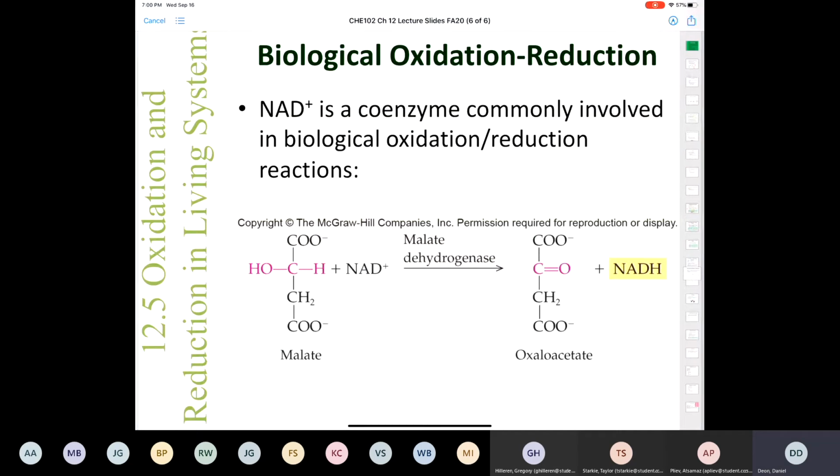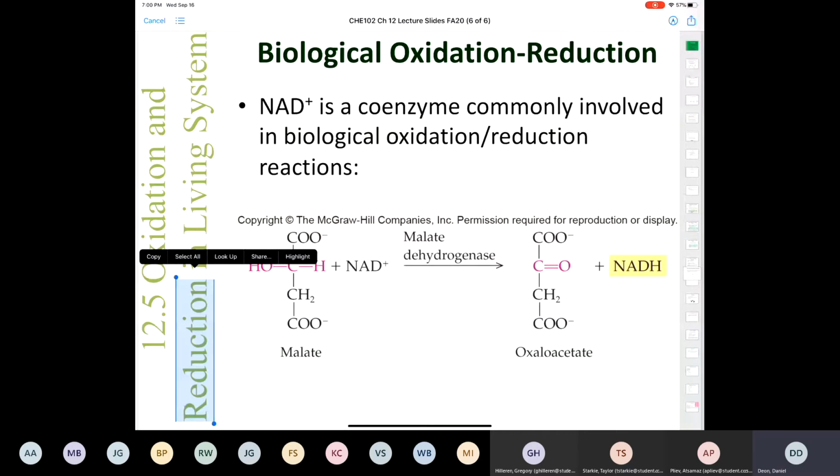Anyhow, later on, we're going to look at biochemistry in probably the last 1/3 of the course. And you might have heard of nicotinamide adenine dinucleotide, or NAD+, which is a coenzyme that's commonly involved in redox, or oxidation reduction, reactions in biochemistry. So here we have a molecule called malate. You don't have to worry about malate right now, but the idea is that NAD plus is getting reduced here.